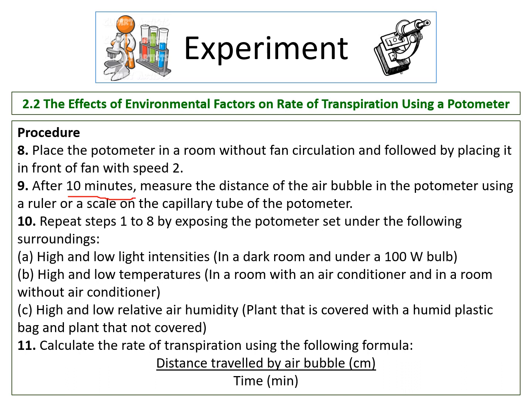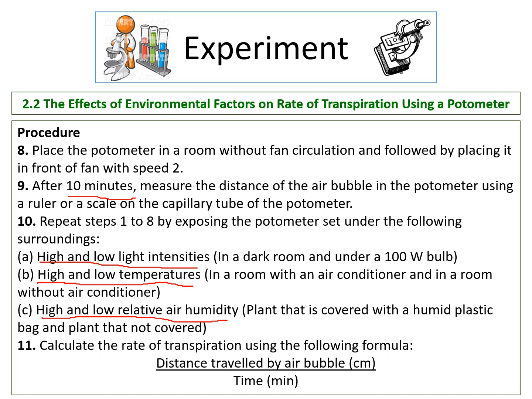And then repeat step 1 to 8, by exposing the photometer set under the following surrounding. A. High and low light intensity. We put the photometer in a dark room and under the 100-watt bulbs. B. High and low temperature. One in room with air conditioner and another one in a room without air conditioner. C. High and low relative air humidity. One plant that cover with a humid plastic, another one will not cover it.